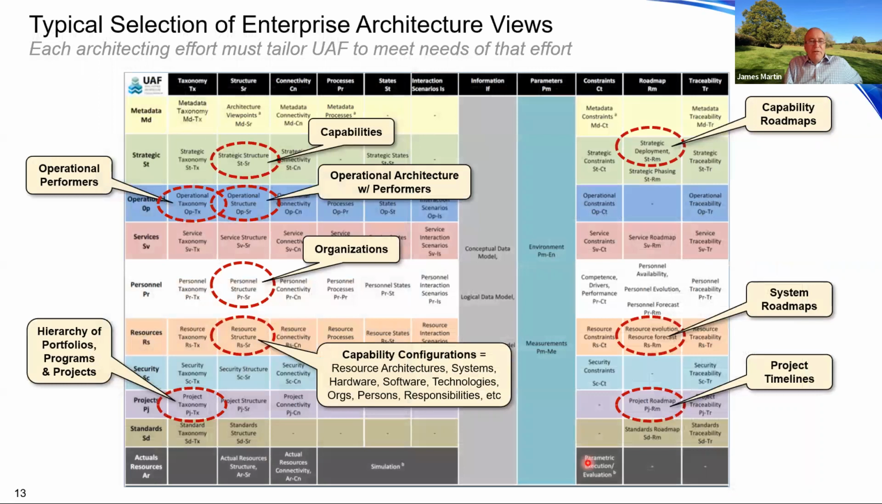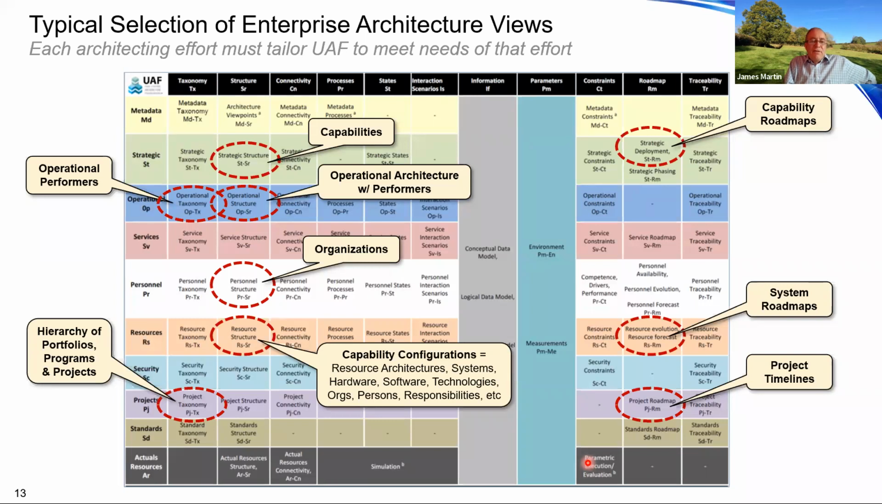So 72 views, some of you may be asking, that's way too much. I can't handle all that. Well, you don't use all of them. You use the ones that you need to express the important aspects of the architecture that you're exploring at that moment. So here's a typical selection. In my case, these are I would say the top 10 or 12 ones that I use most often.